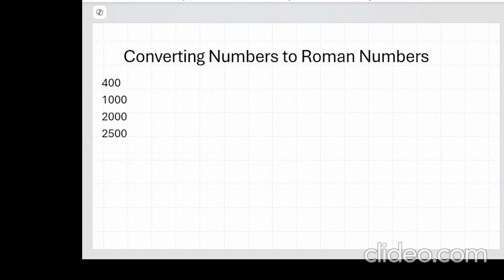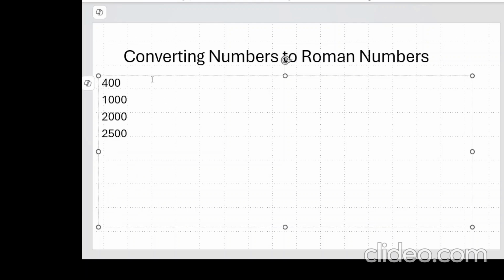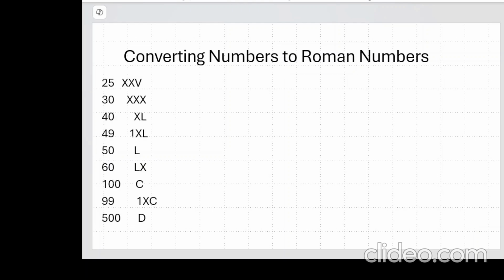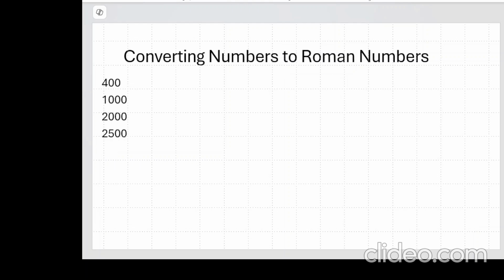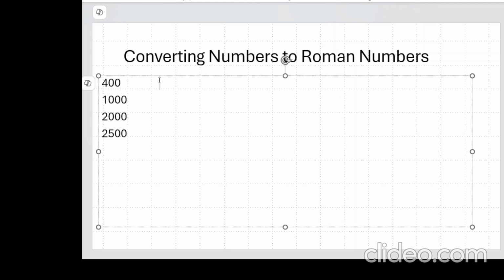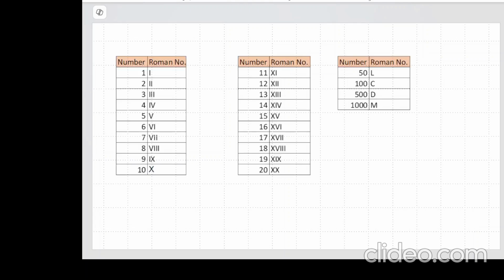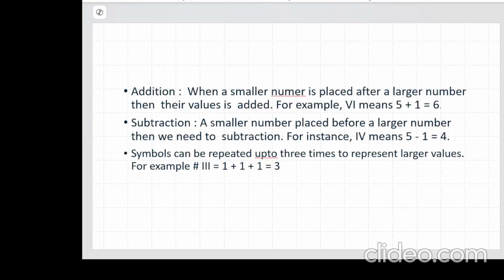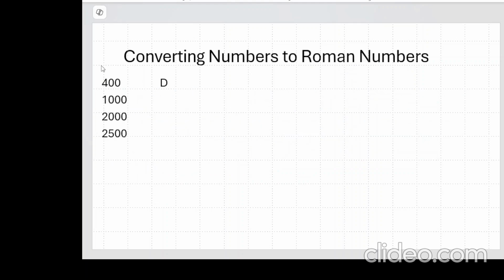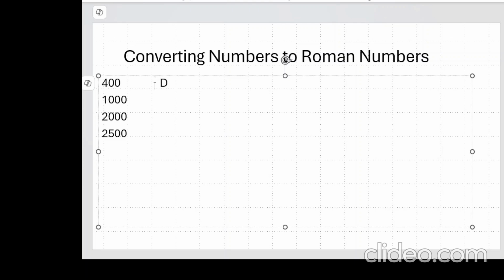Moving on. How do we do 400? We know 500 as D, and 100 we know is C. So what I'll be doing is C will be written here.